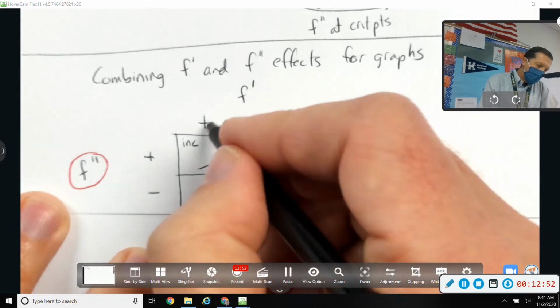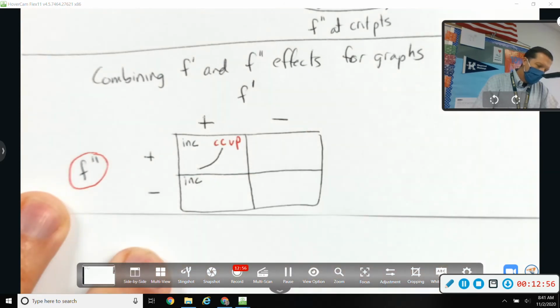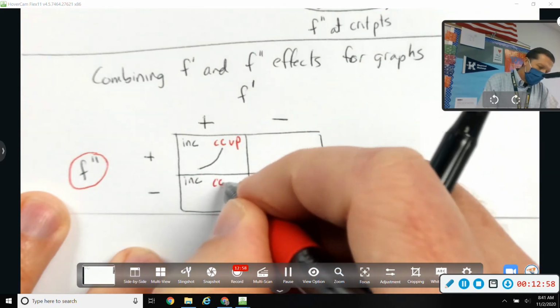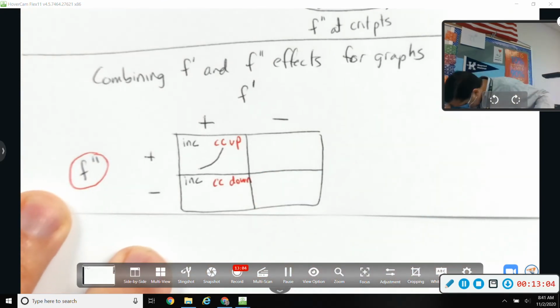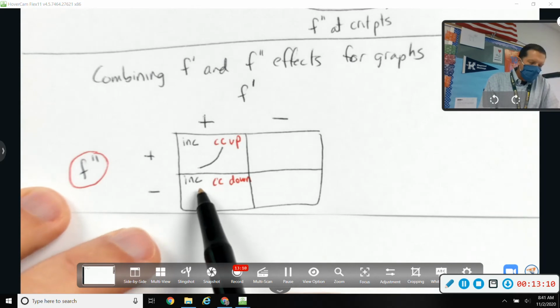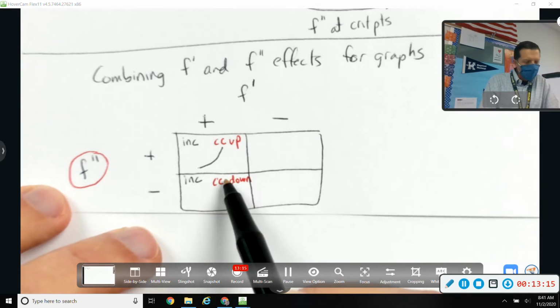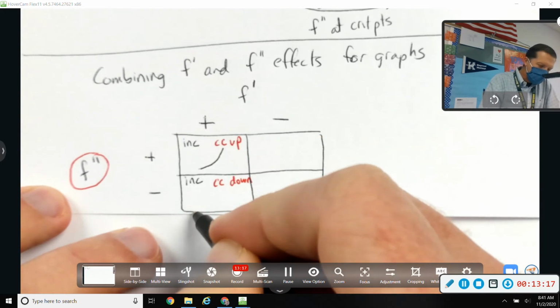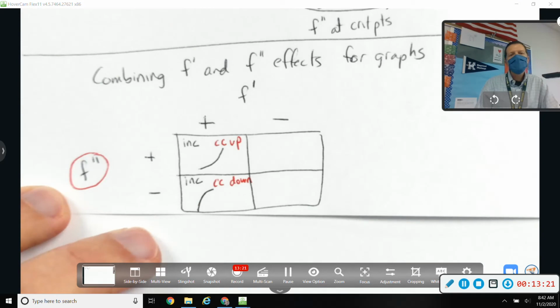If f prime is positive, increasing. If f double prime is negative, concave down. So I need to draw a little piece that's increasing but concave down. So increasing but bold down. Something like that.